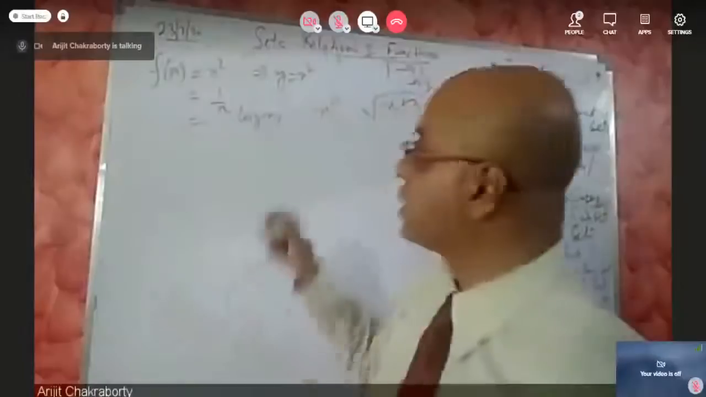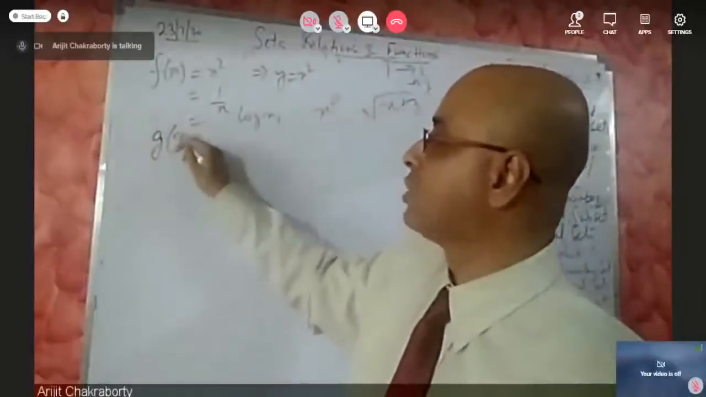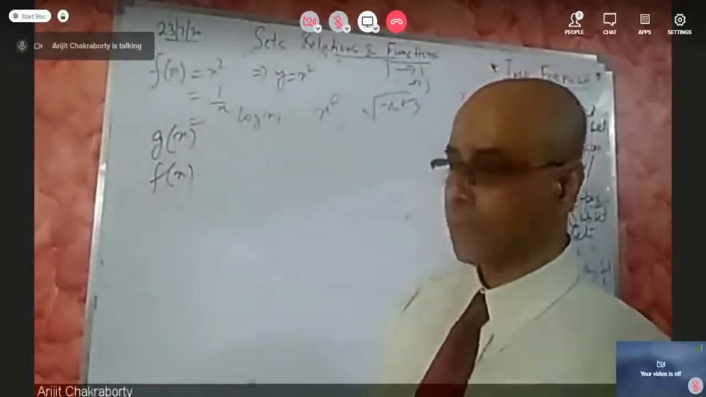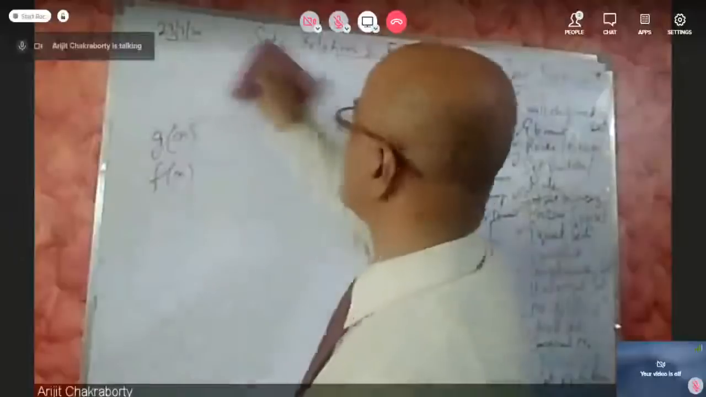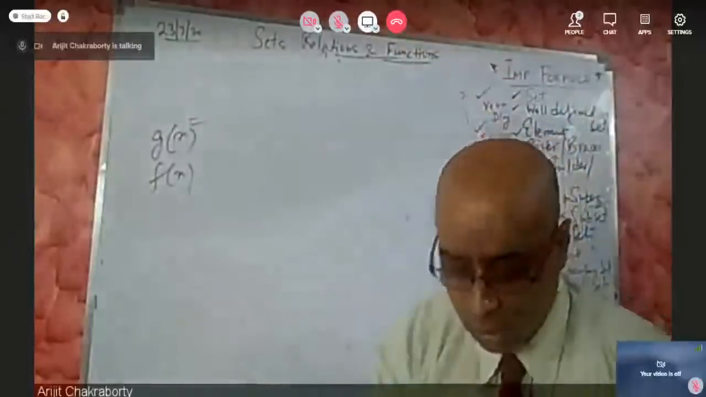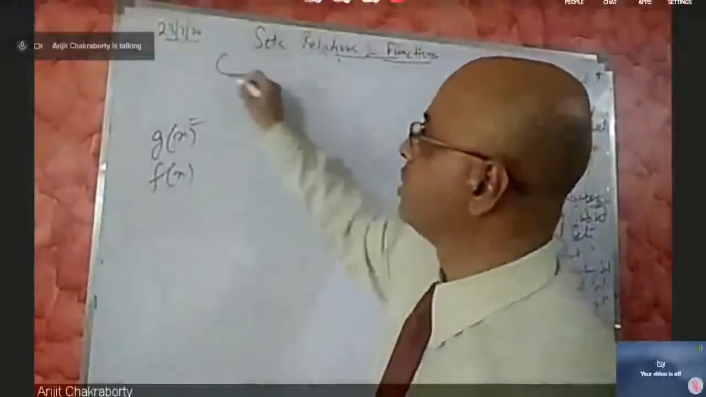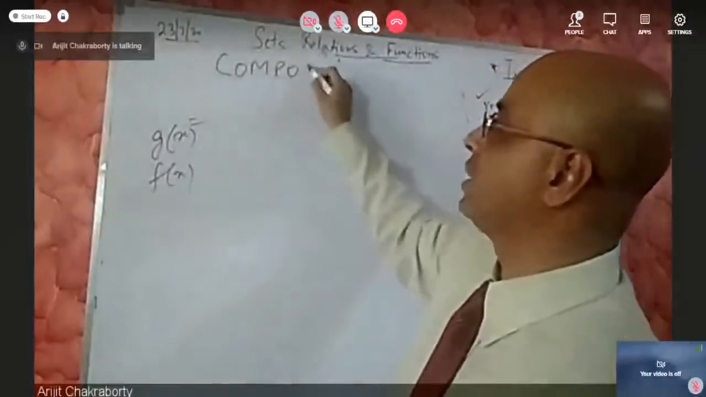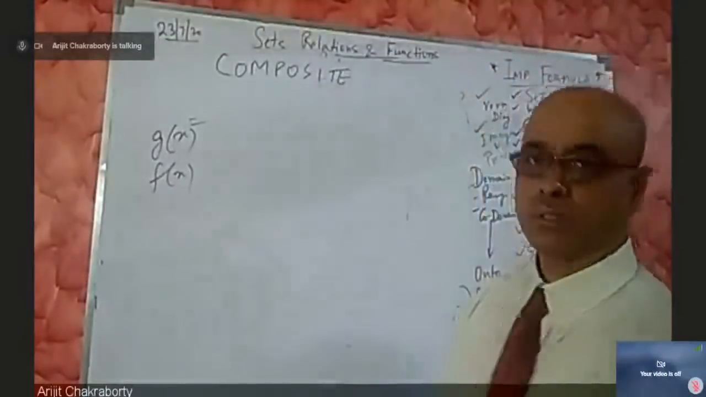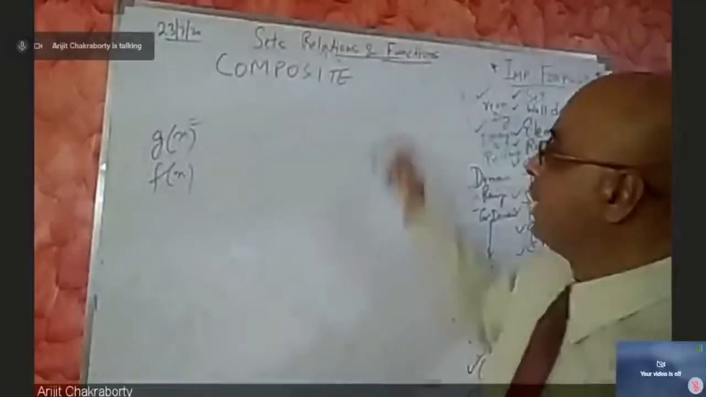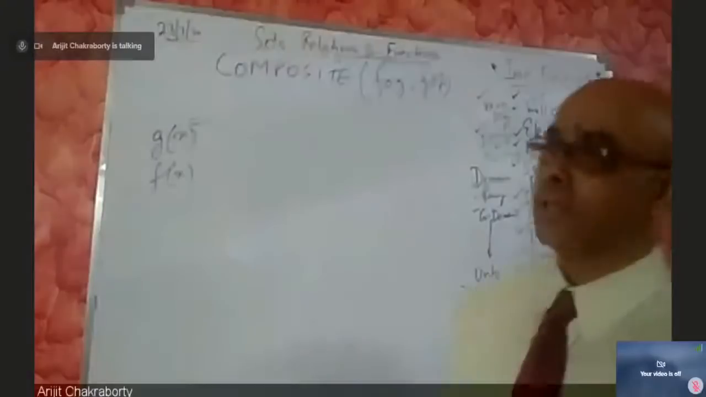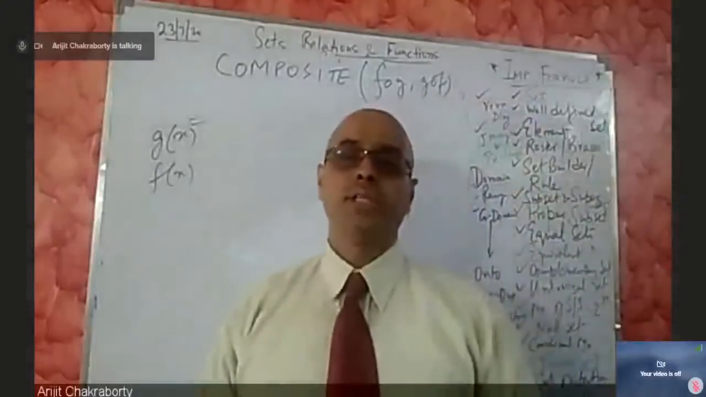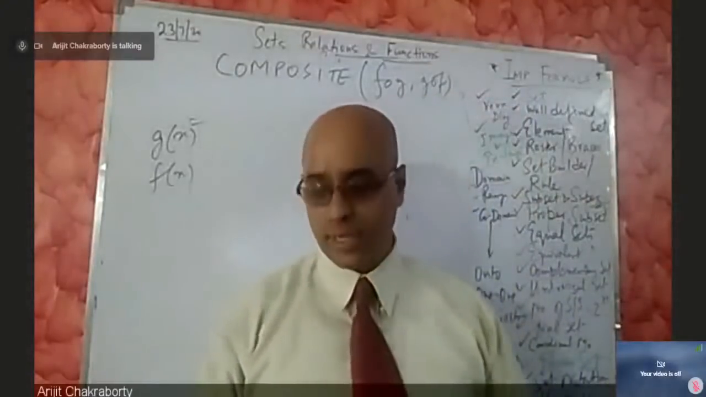What happens if two functions are there, g(x) and f(x)? We are now dealing with composite functions. What I wrote just now is functions, but now we are dealing with composite functions. Composite, C-O-M-P-O-S-I-T-E. In short, we call it FOG and GOF. What is FOG and GOF?